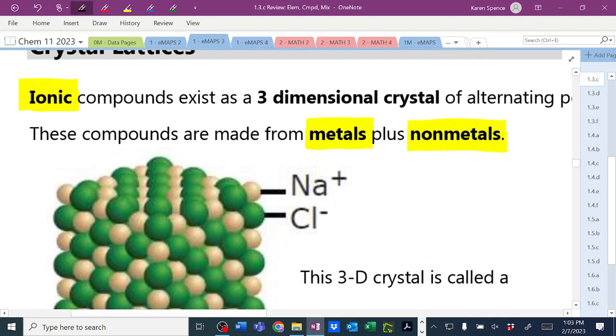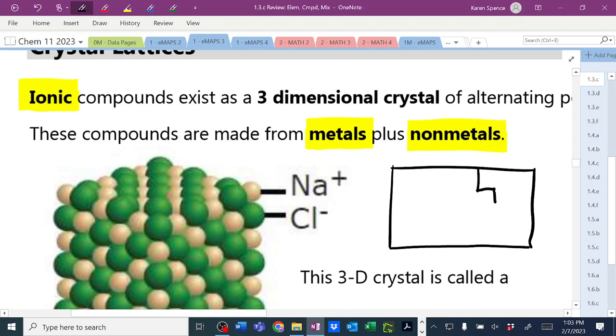And I'm going to draw a really simple diagram of the periodic table. I'm not going to make it fancy. I'm just going to make it a rectangle. And I'm going to draw a little staircase.